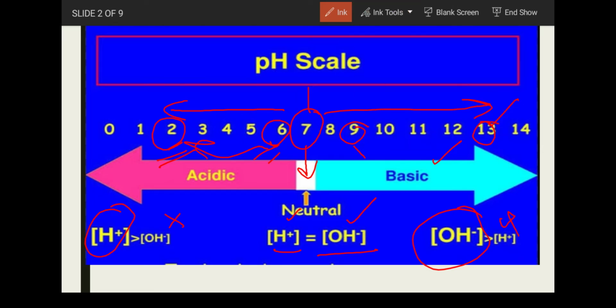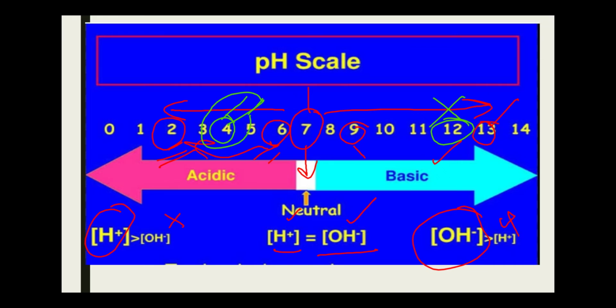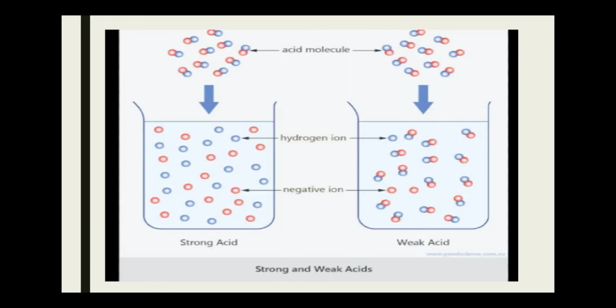If there is a solution of pH 12 and a solution of pH 4, which one is giving more hydrogen ions? The pH 4 solution falls under the category of acidic medium, so it is producing more H+ ions, and the other one is not. Okay, so this was discussed earlier.